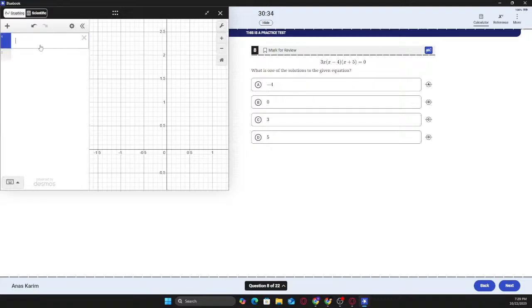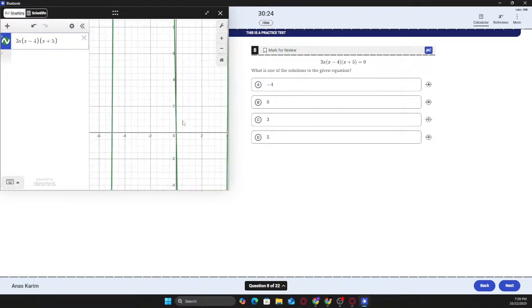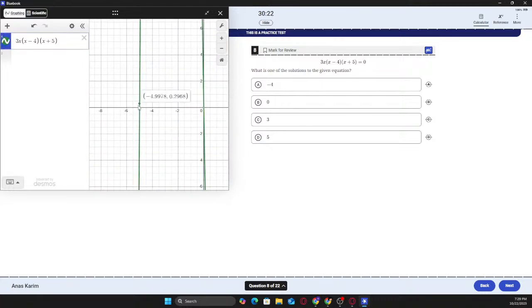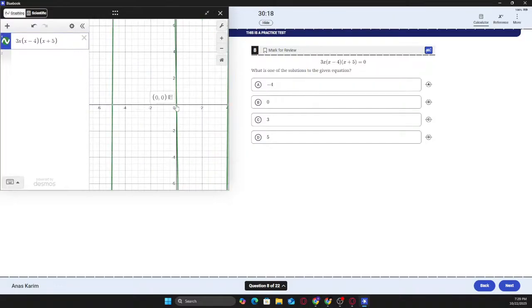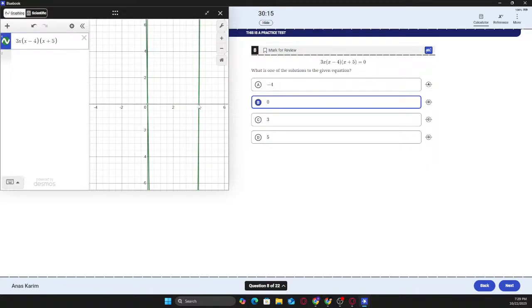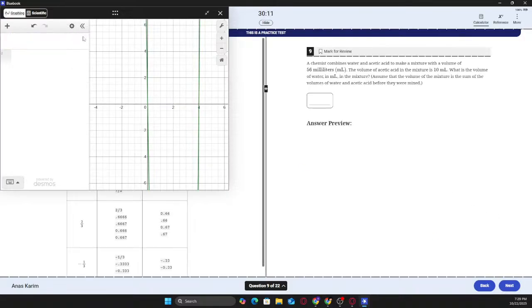What is one of the solutions? So we're given that, okay, I can use Desmos for this too. This is literally solely for Desmos, so we can just graph it. Okay, so we have all these. We have 3 solutions. Negative 5, that's not present. 0, that is present. 4, not present. So we can go to the next question.